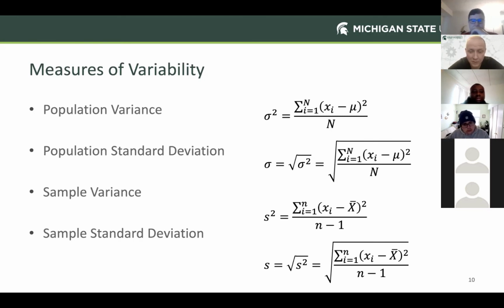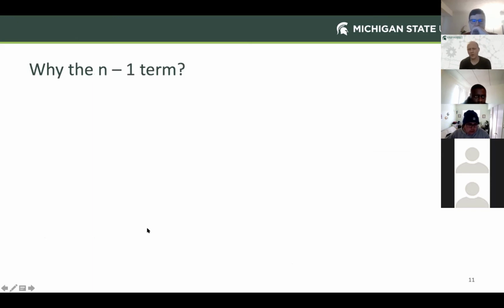So these values are generally informative within a sample of interest, but if we're comparing different samples or different research questions, it's tough to make inferences there. So the primary value in variance and standard deviation is just assessing the degree of variability within our population or sample of interest, okay? Now the question becomes, why the n-1 term?